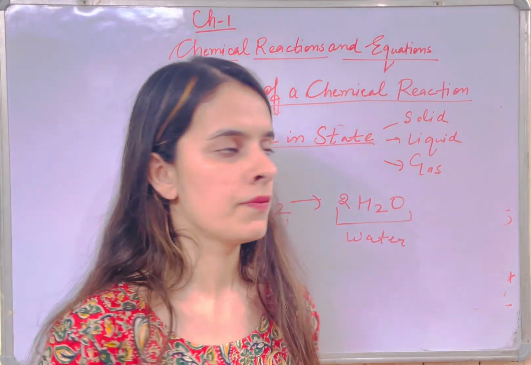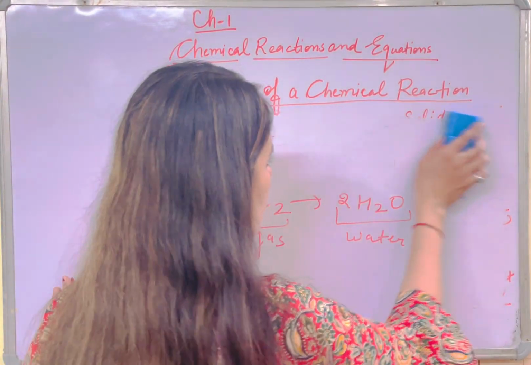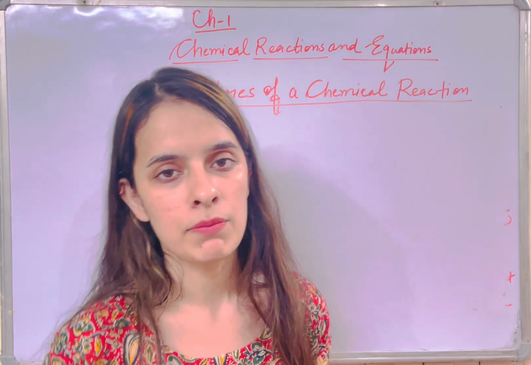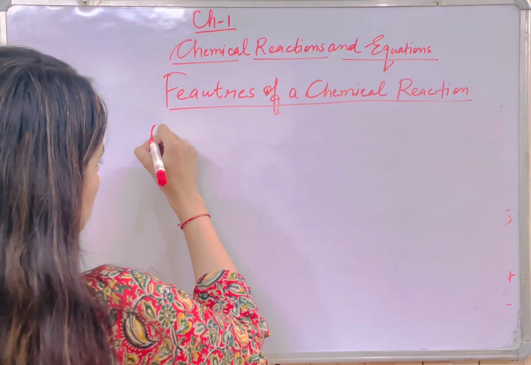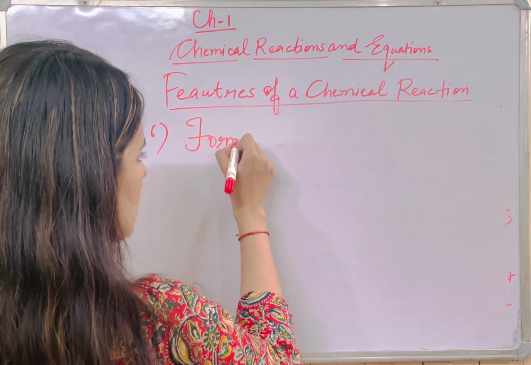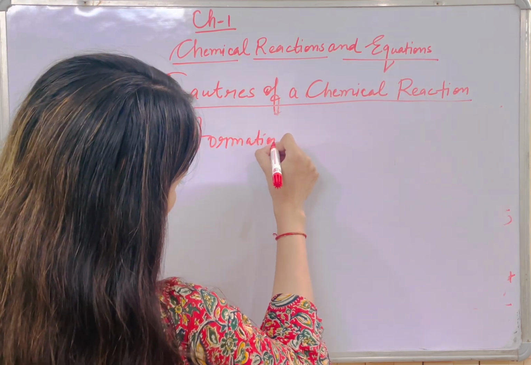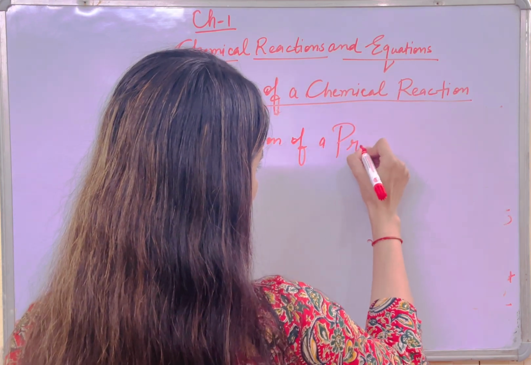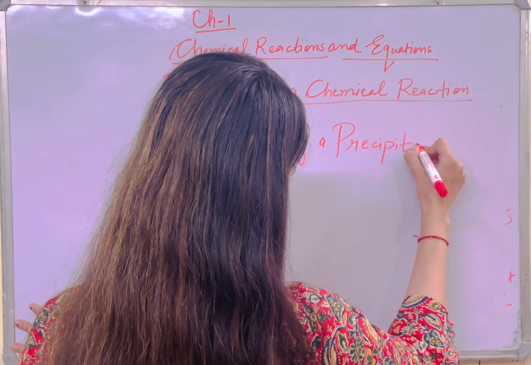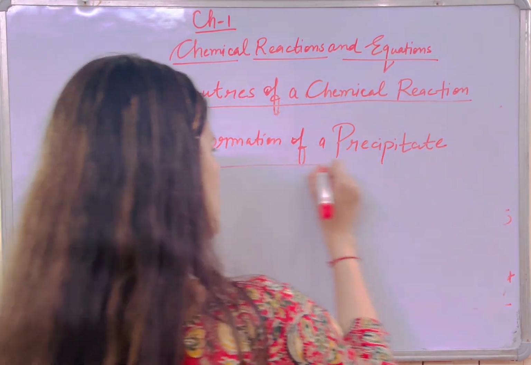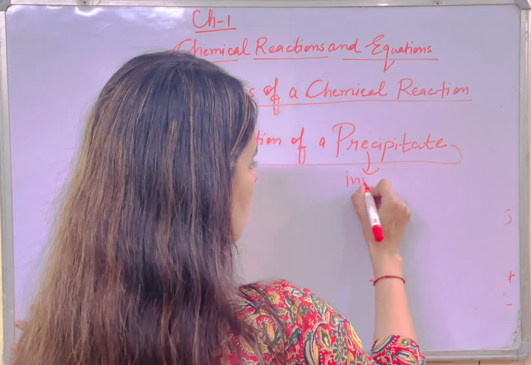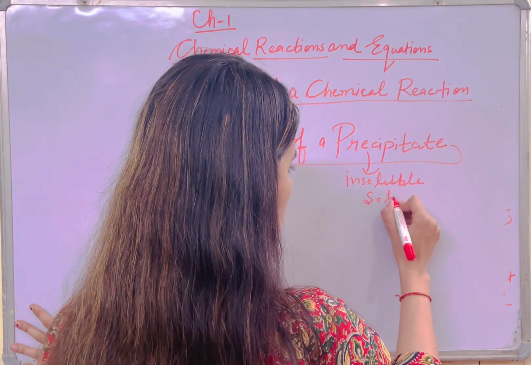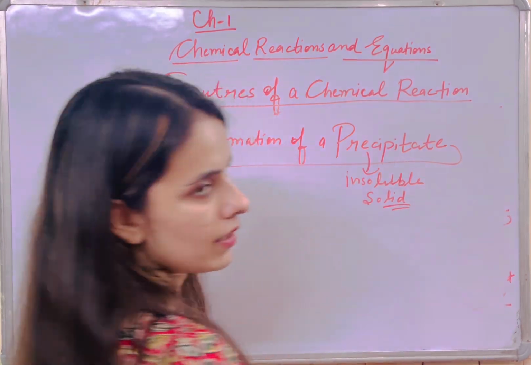The last feature is formation of a precipitate. So when any chemical reaction occurs, then there is also formation of a precipitate. Precipitate is what? Precipitate is an insoluble solid. A solid which is not dissolved in a solution, which floats on the solution, that is called a precipitate.